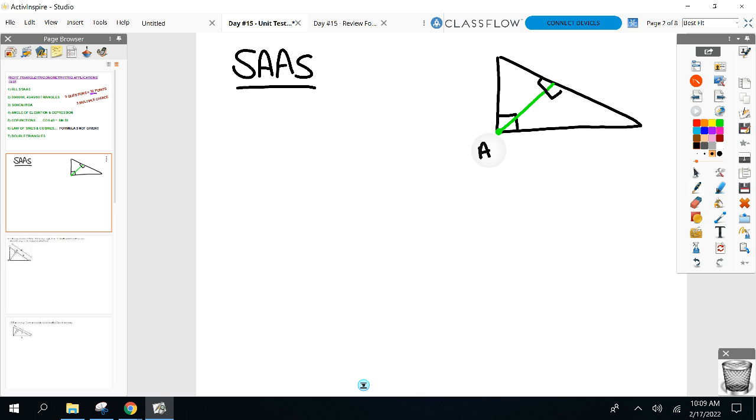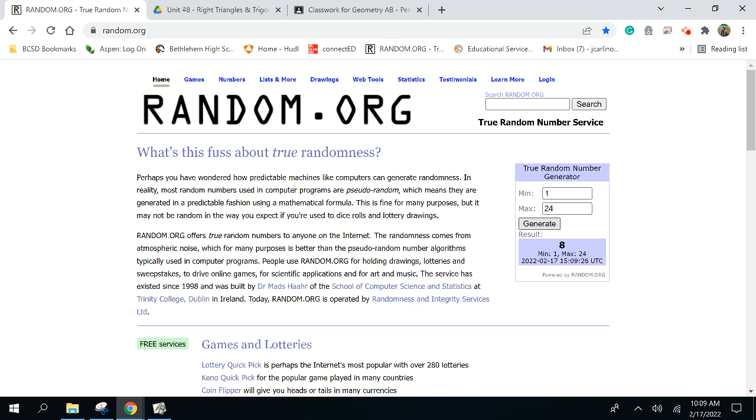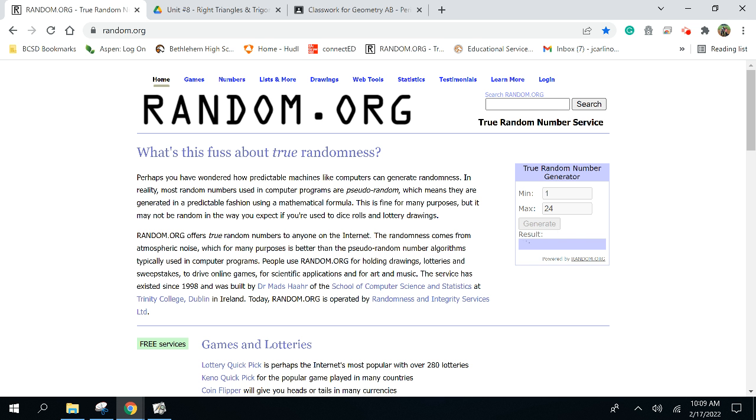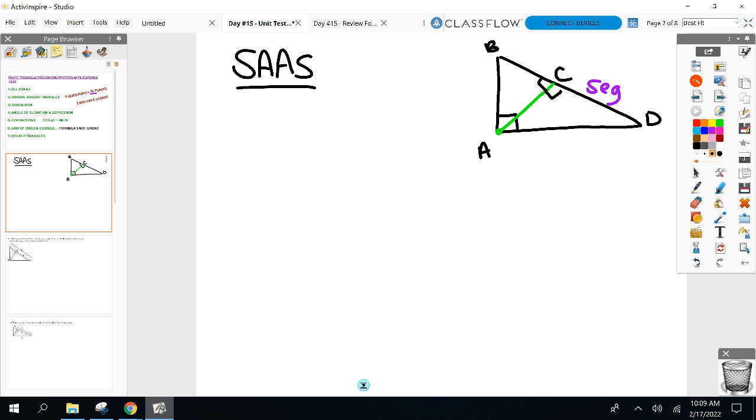All right, let me put some labels on here, and then I'm going to ask you what the different parts are called. Let me start with CD. Think about the letters in SAS and Hills, and that would be a segment. Yes, that would be a segment. CD. AC. That's the altitude, yeah.